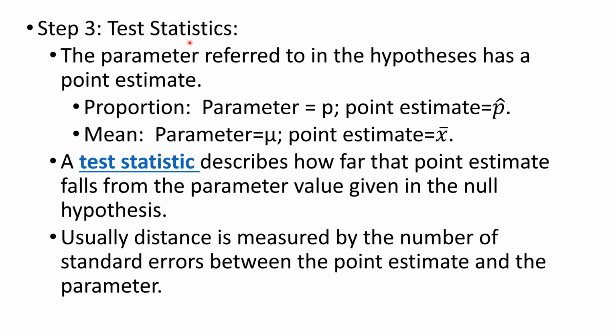Step 3. Use test statistics. The parameter referred to in the hypothesis has a point estimate. If we are interested in the population proportion, we should use the population parameter P, and we can use the point estimate P hat. If we are interested in the population mean, then we should use the population parameter mu. We can use the point estimate X bar to estimate mu. A test statistic describes how far that point estimate falls from the parameter value given in the null hypothesis. Usually, distance is measured by the number of standard errors between the point estimate and the population parameter.